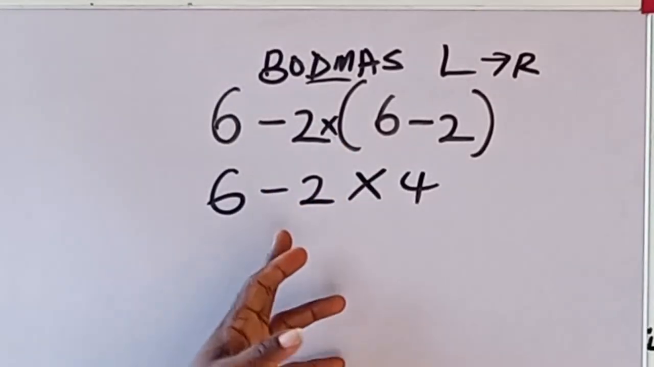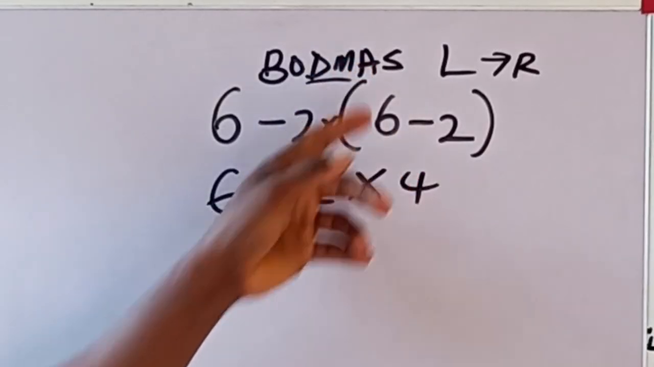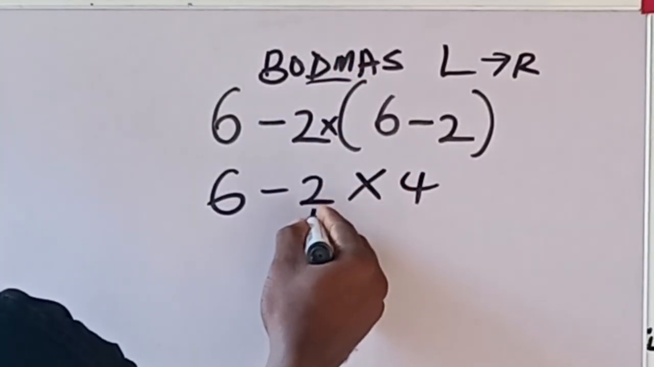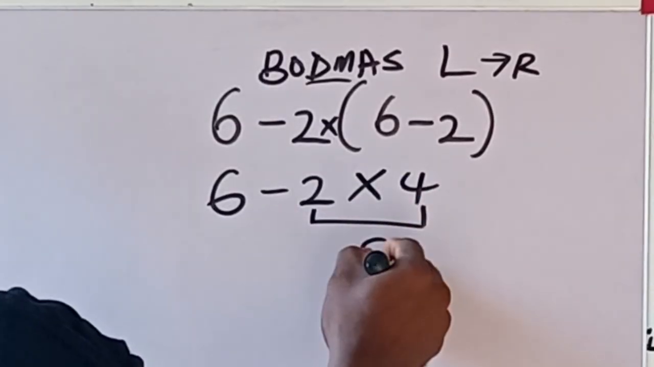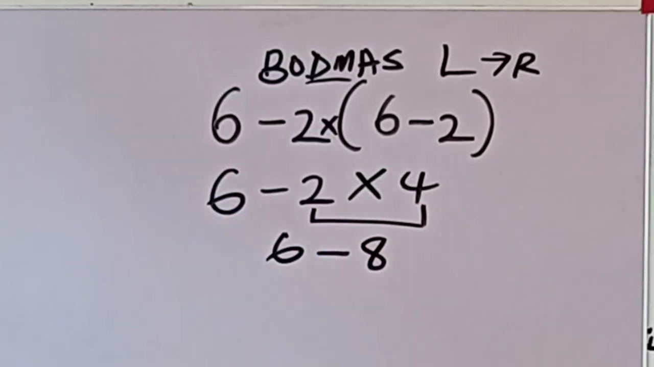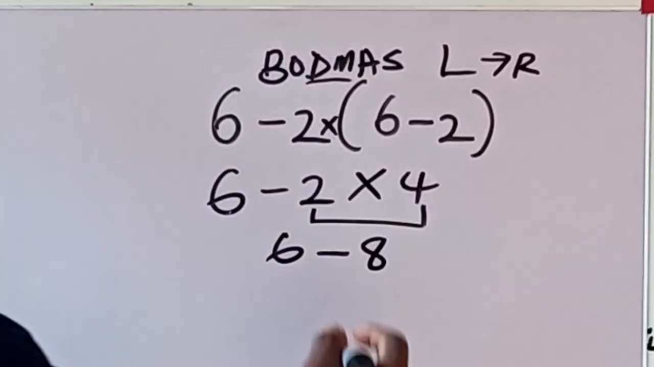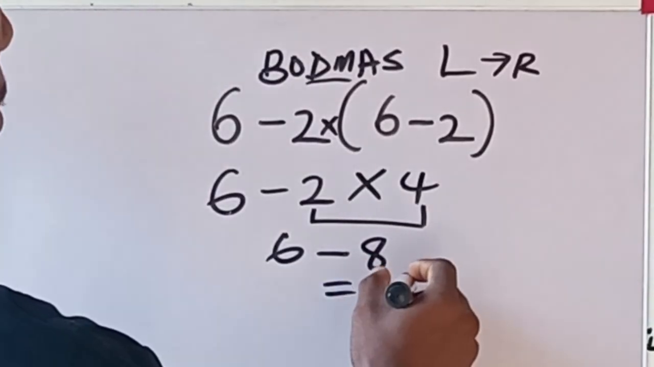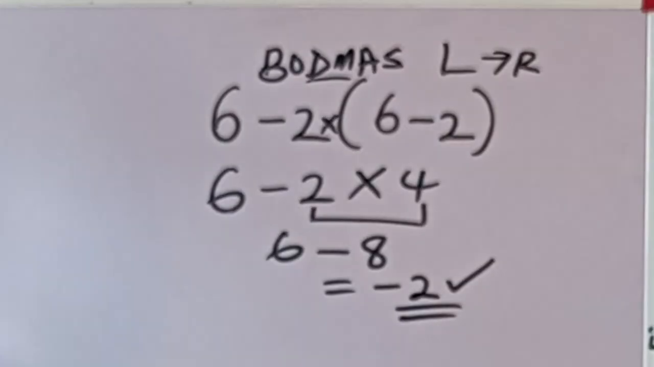Now if you look at it, the remaining operators we have here are minus and multiplication. So what we are going to do is we have to multiply first because multiplication comes before subtraction. So 2 times 4 will give you what? 8, right? Then bring our 6 minus down. We bring this 2 down. 6 minus 8 will give us what? Minus 2, right? Our answer is negative 2. That is the final answer.